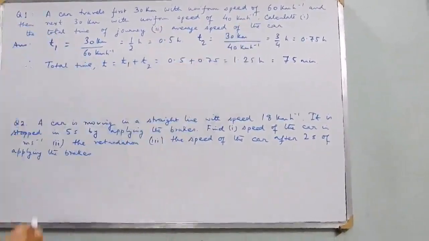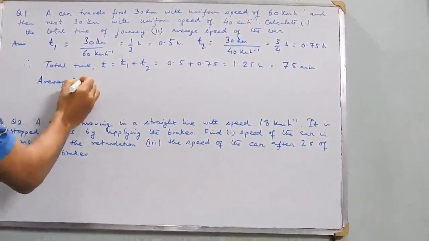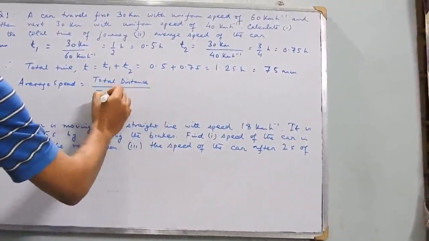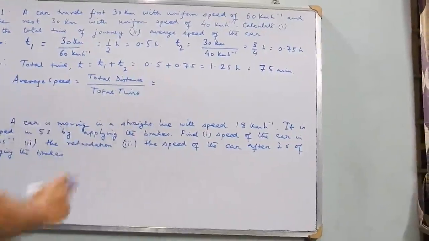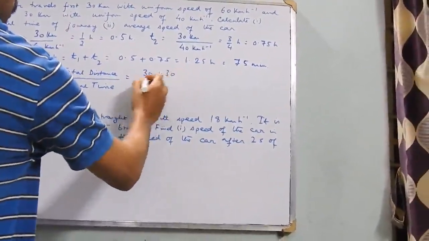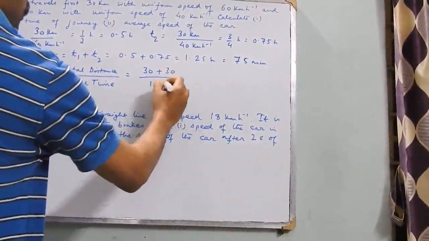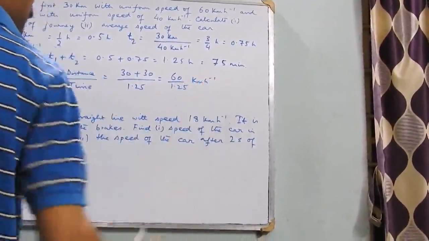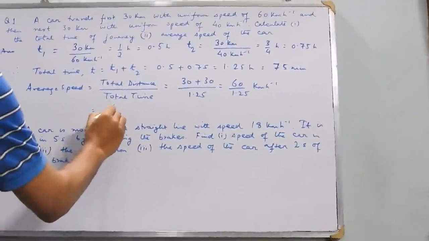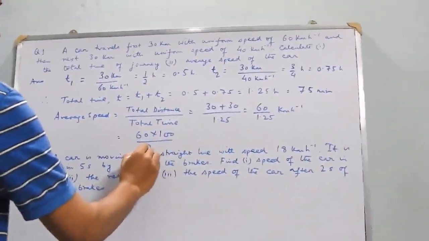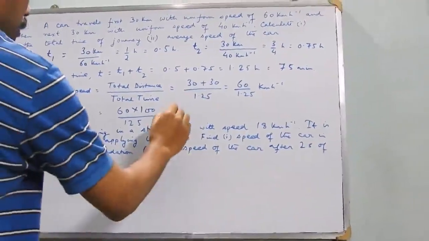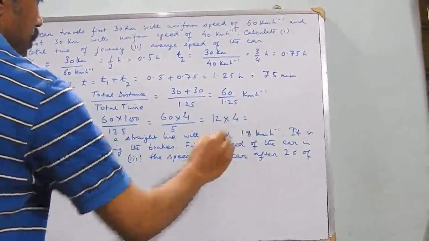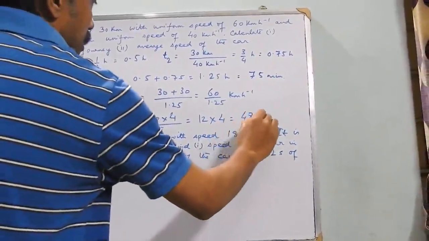Now we have to calculate the average speed. So by the definition of average speed, we know that average speed is total distance by total time. Total distance is obviously 30 plus 30 and total time is 1.25 hours. So that is 60 by 1.25 km per hour. Now this is equal to 60 into 100 by 125. If you cancel with 25, we get 60 into 25 into 4 is 100, 25 into 5. So this is 12 into 4, because 60 by 5 is 12. So this is 48 km per hour.